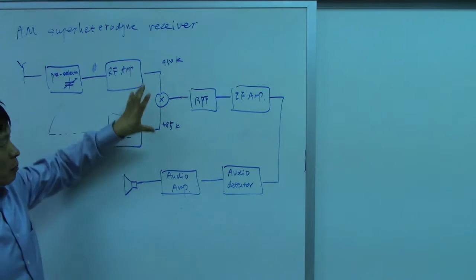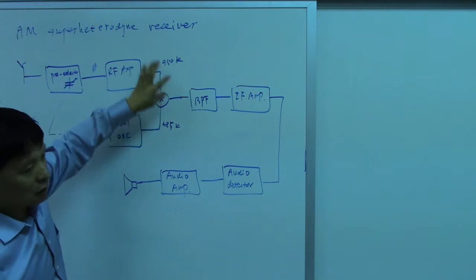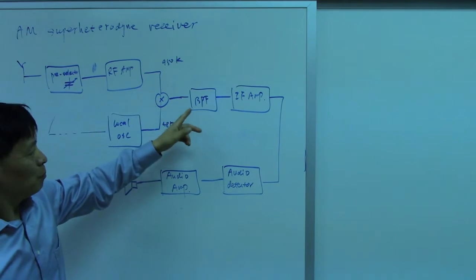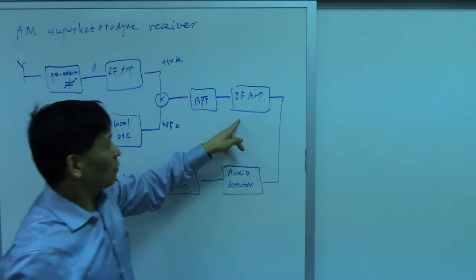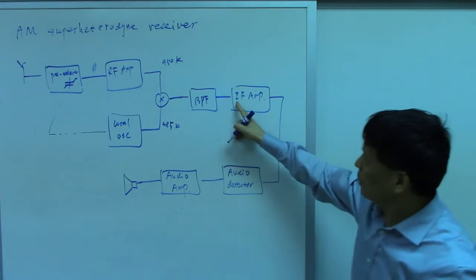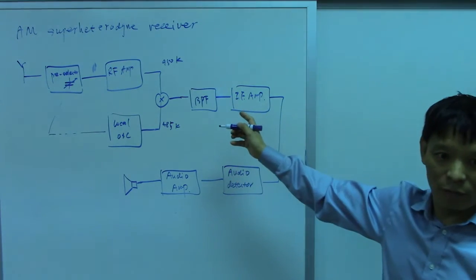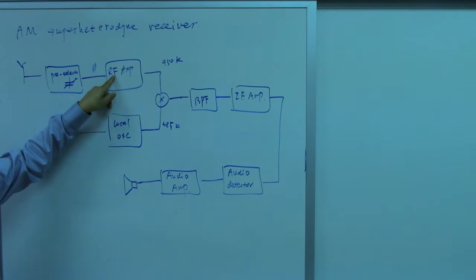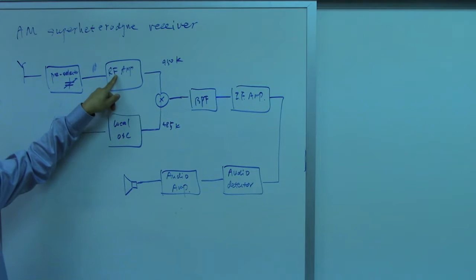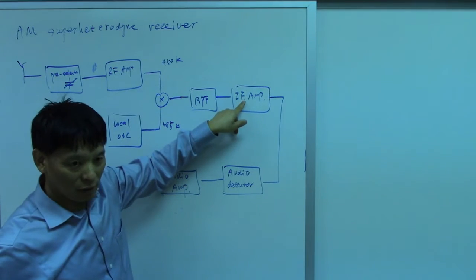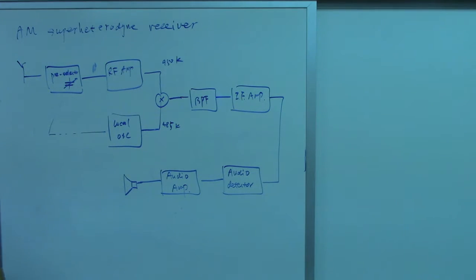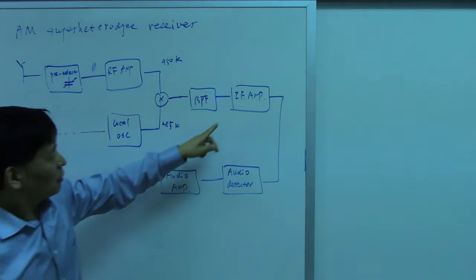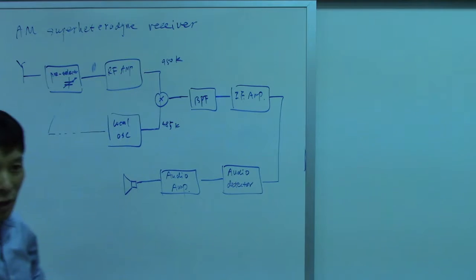Then we mix, meaning this signal multiplied together, and we choose the difference with a band pass filter, and this will be called an intermediate frequency. RF means radio frequency, a very high frequency. This one is called the intermediate frequency. And this is called the audio frequency, even lower. And this is the IF amplifier.